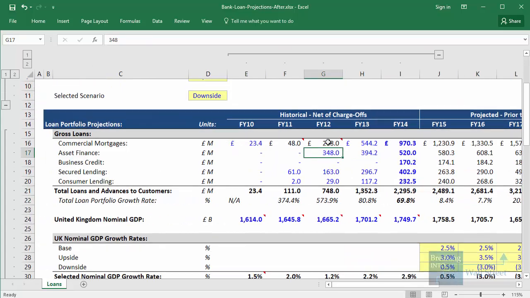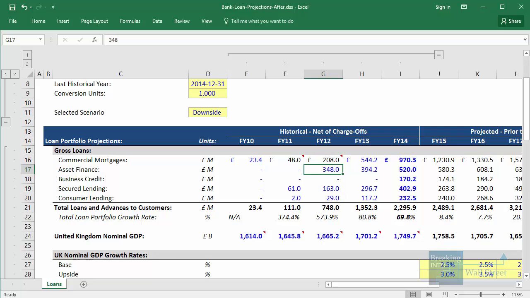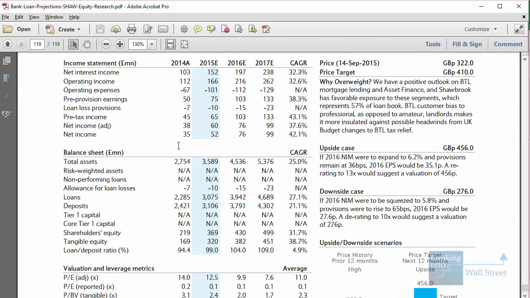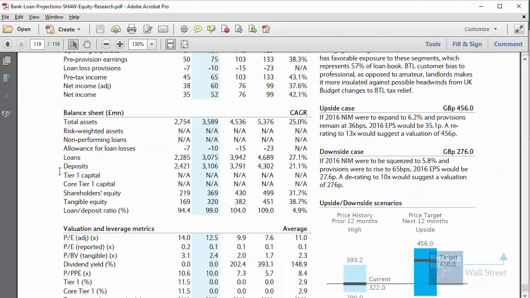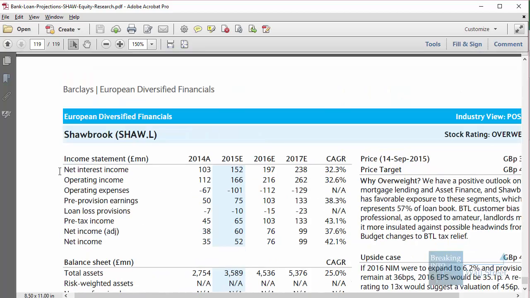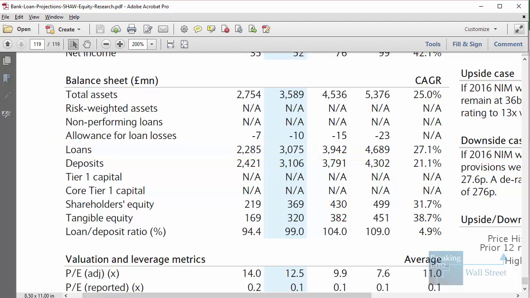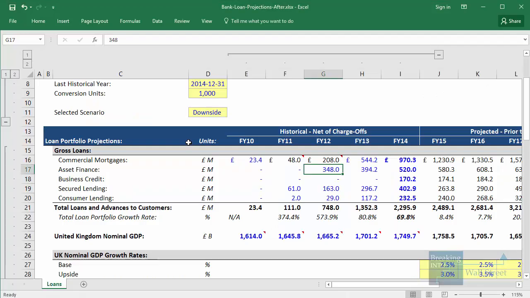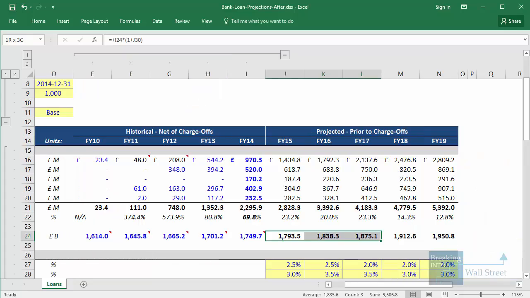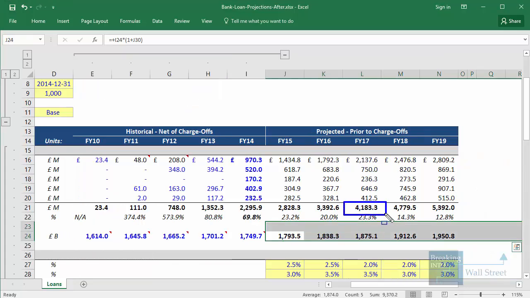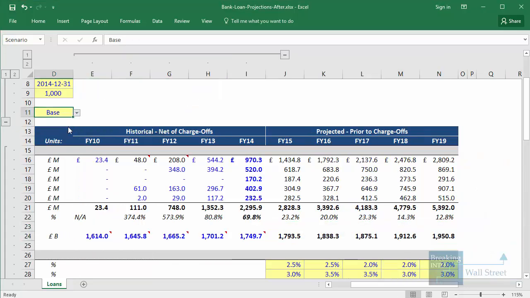Now, we don't have anything in particular to check these against, but if you go into equity research, for example, we could take a look at this. And this Barclays report has loan projections for the company. They're saying by 2017, they'll have about 4.7 billion pounds in loans. If we check our number, we have about 4.1 or 4.2 billion, but in the upside case, we actually exceed their number. We get to around 5 or 5.1 billion.